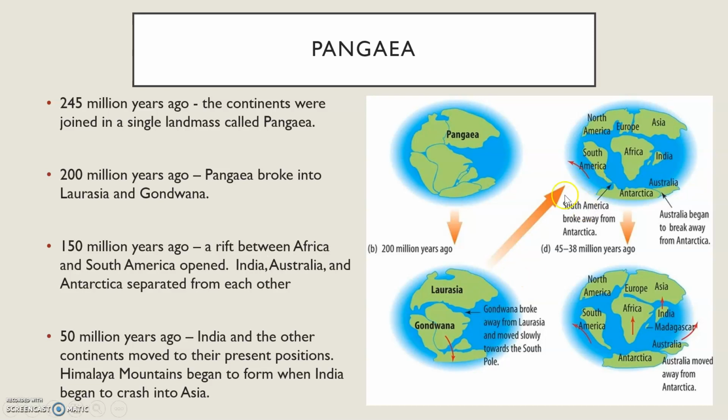About 150 million years ago, the rift between South America and Africa broke apart, and it opened, creating that part of the Atlantic Ocean. And then India separated, and Australia and Antarctica separated, became independent of each other. And then about 45 to 38 million years ago, roughly estimated at 50, the other continents slowly began to move to where they currently are today, including India merging up into the part of Asia, creating the Himalayan mountain range.